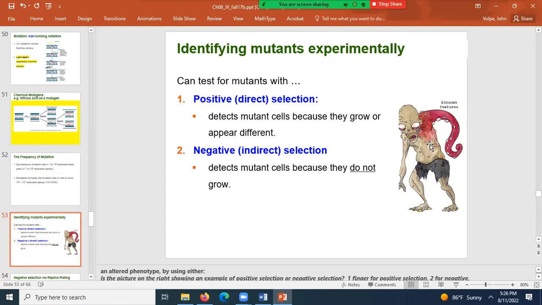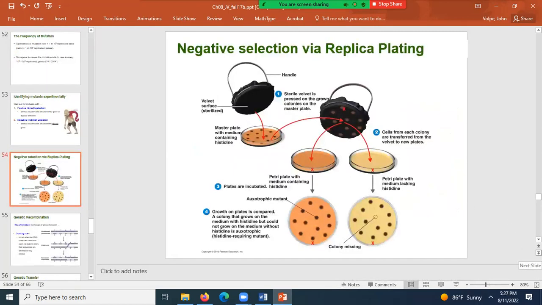And when we were looking at the blue-eyed allele versus the brown-eyed allele, that's a positive selection, where there's a difference that we can detect. A negative or indirect selection detects the mutant cell because they do not grow. I'll talk a little bit more about negative selection and how you go about obtaining it. I actually did this when I was an undergraduate.